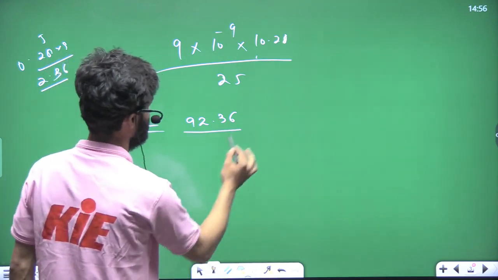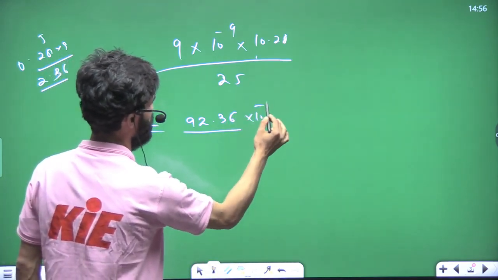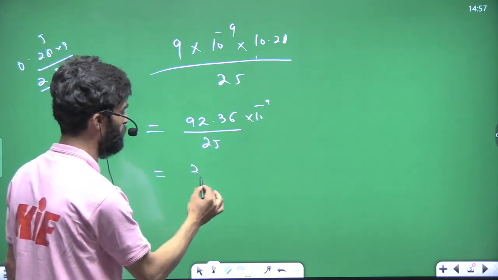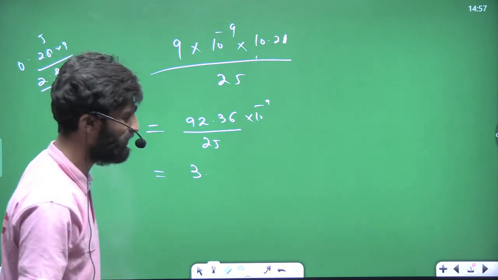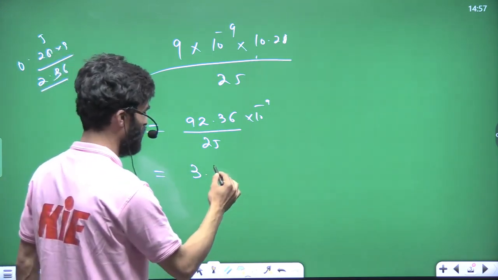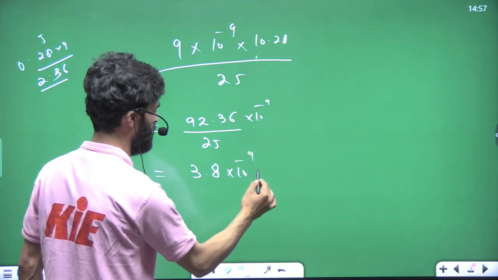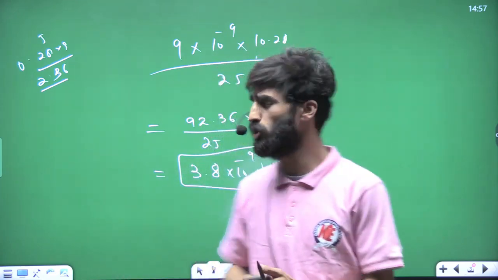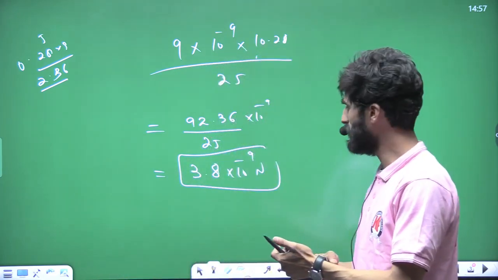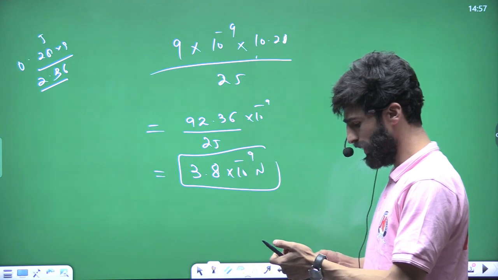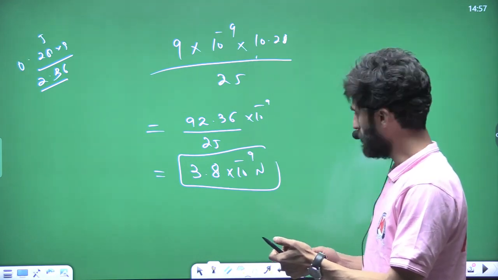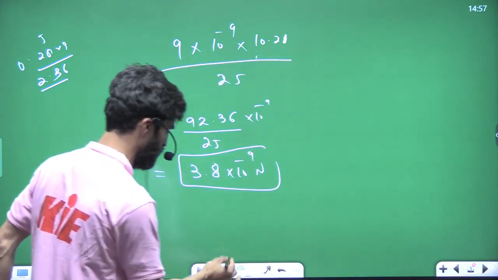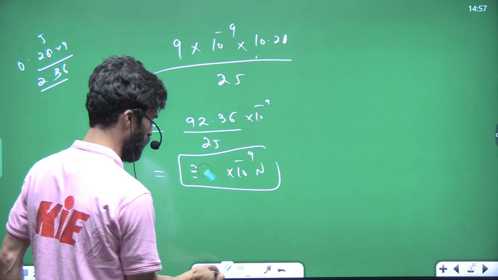Into 10 to the power minus 9, divided by 25. When we calculate this, it is going to be almost 3 point something, 8 into 10 to the power minus 9 Newton. Is it very clear? If we calculate this, it is 92.36 divided by 25. That is going to be 3.69. You can write that as 3.7.